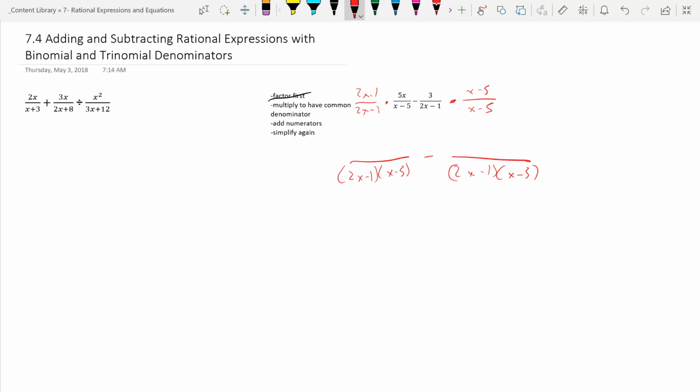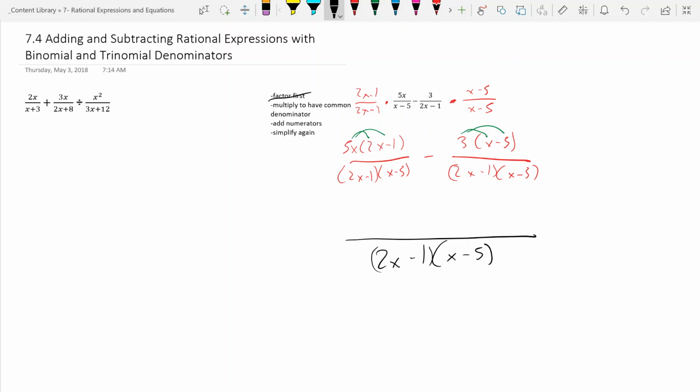The numerators could be a little trickier: 5x times 2x minus 1, and then 3 times x minus 5. Cool, so those are my new numerators. Now I'm going to actually distribute these so that I can see them, and in the same step I'm going to combine these into one giant term. So the giant denominator is still the same. Okay, now they have the same denominator, they're combined together. I'm going to put the minus, and I'm going to put my answers for this in a bracket: 3x minus 15.